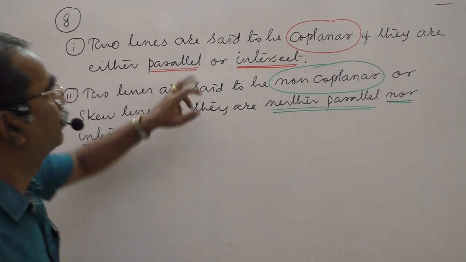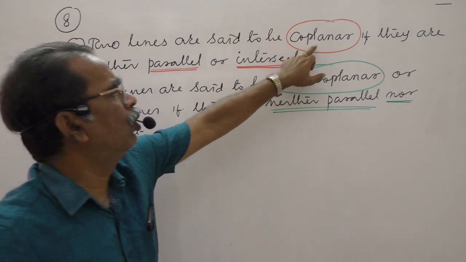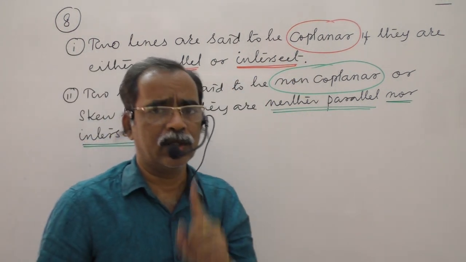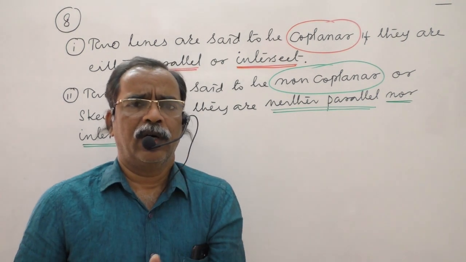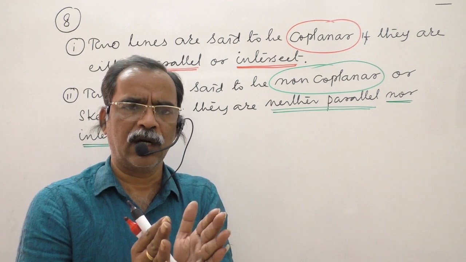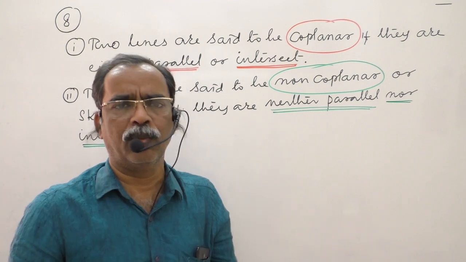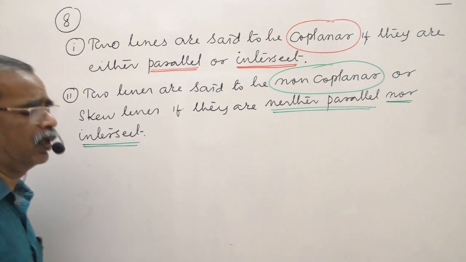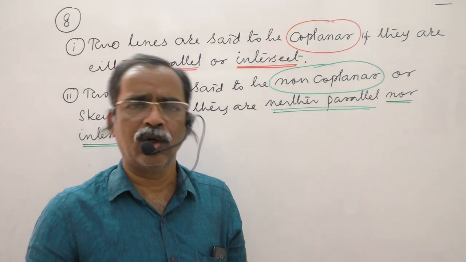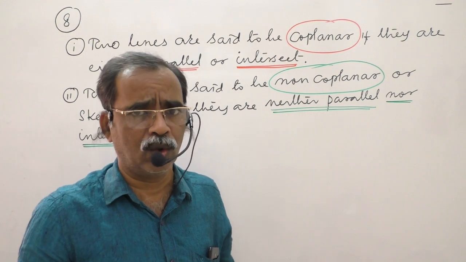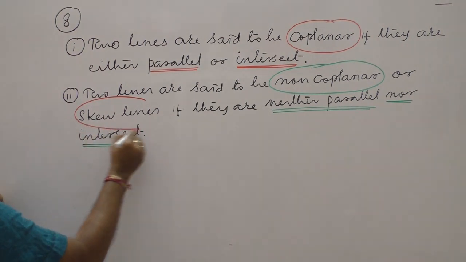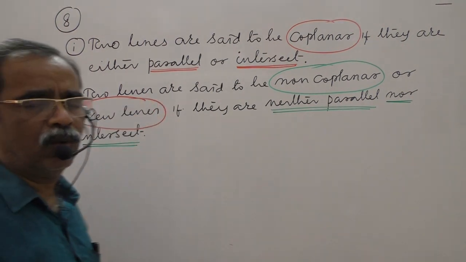Yes, once again, two lines are said to be coplanar if they are either parallel or intersect. This is the point to remember. Whenever two lines intersect, they will be coplanar. When two lines are parallel, they are definitely coplanar. What is the second one? Opposite to this. If two lines are neither parallel nor intersect, then they are non-coplanar. Such lines are called skew lines.